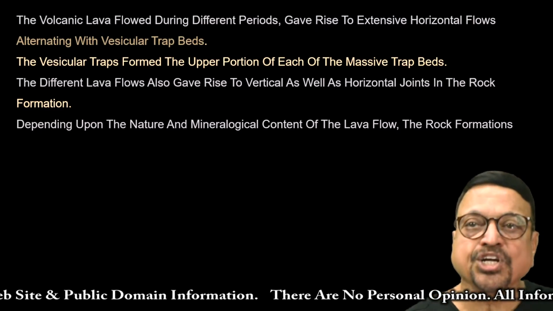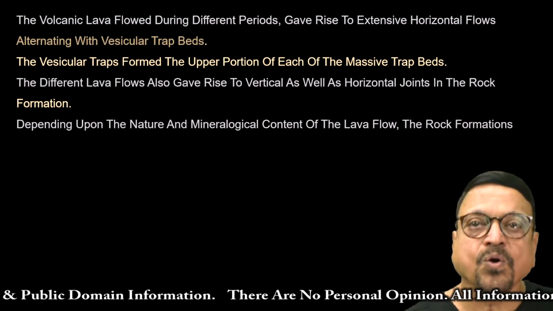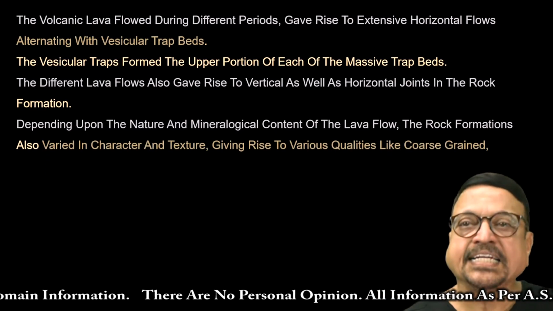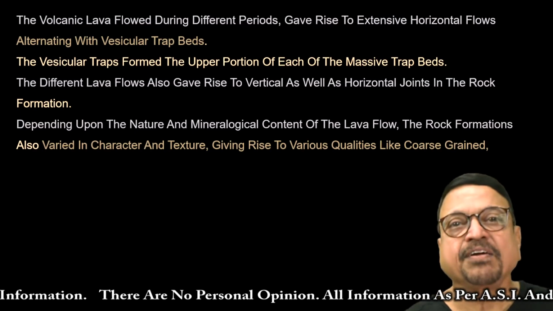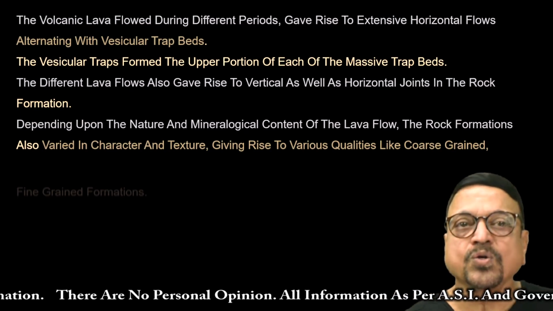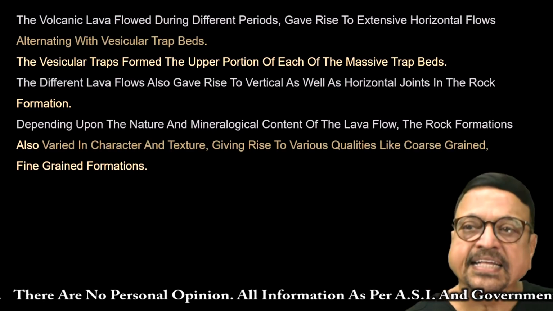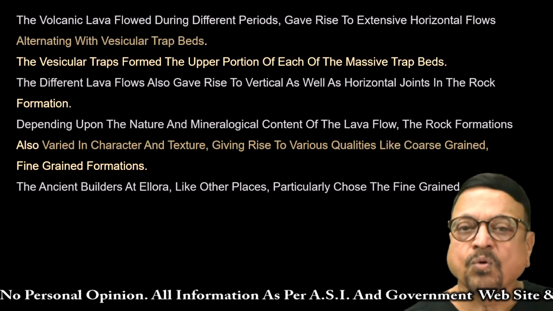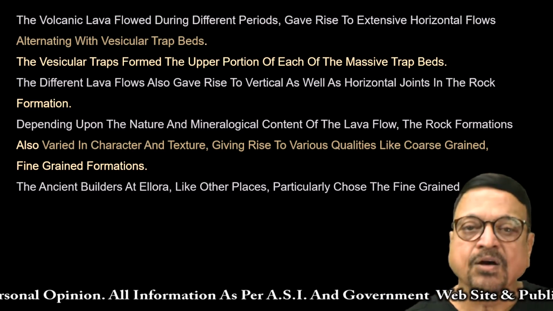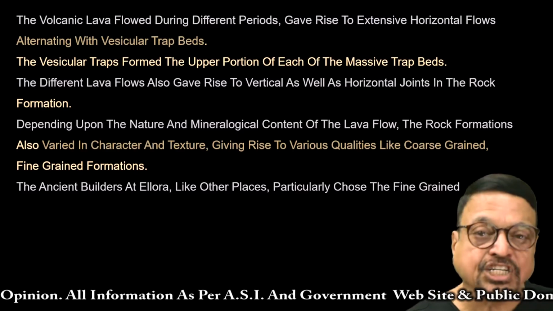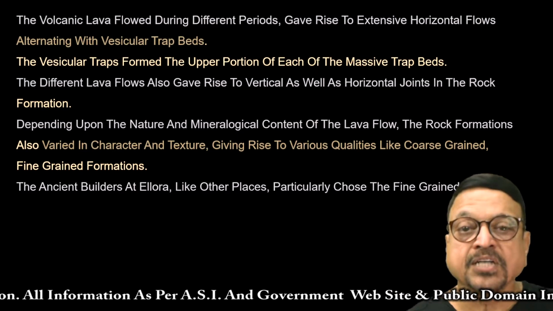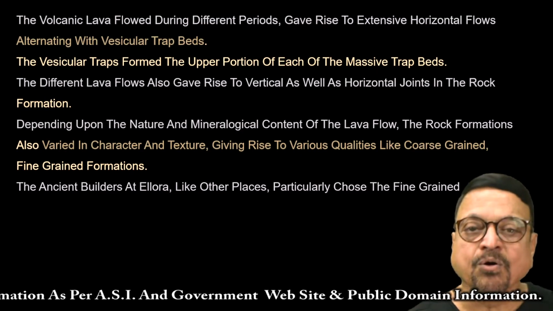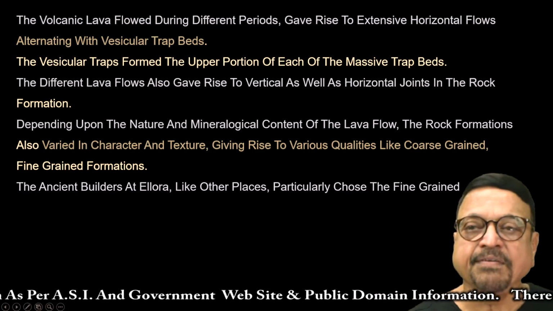Now, depending upon the nature and mineralogical content of the lava flows, the rock formation also varied in characteristic and texture, giving rise to various qualities like coarse grain and fine grain formation. These are the types of rocks. A person who constructs a temple, who goes for excavation to create a cave, must know all these things. Otherwise, we see many times that they start a cave, but subsequently they give it up.